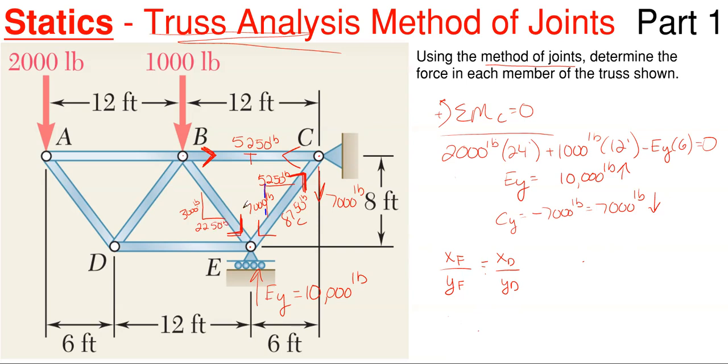And since the 3,000 has to be going downward, the 2,250 is already dictated that it is going to the right. Because this member right here only has two options: up and to the left or down and to the right.